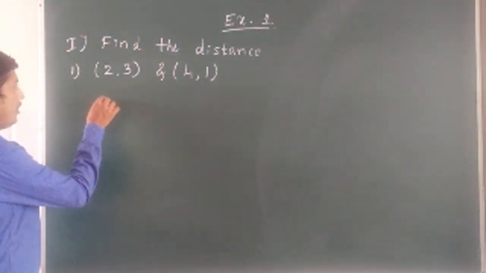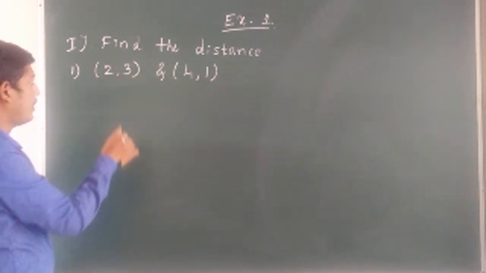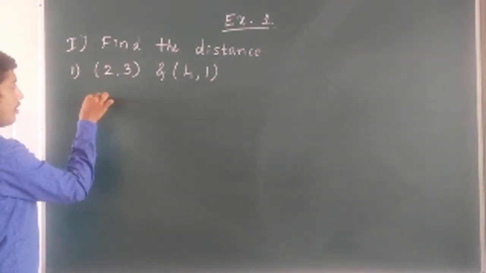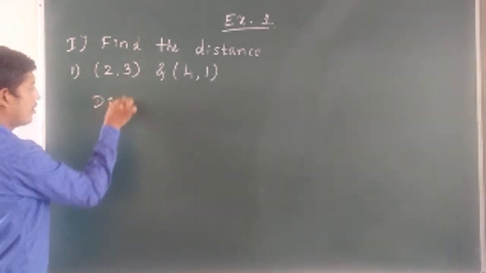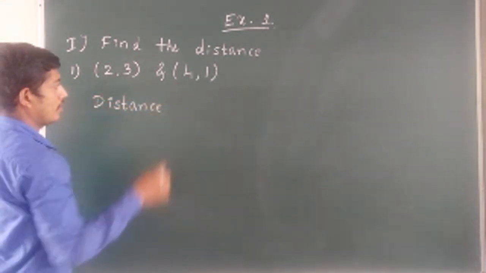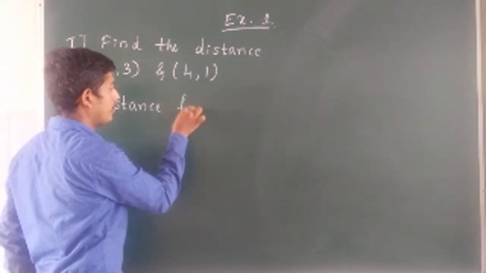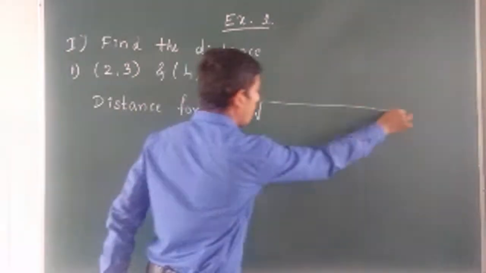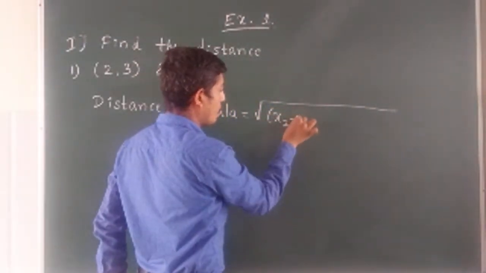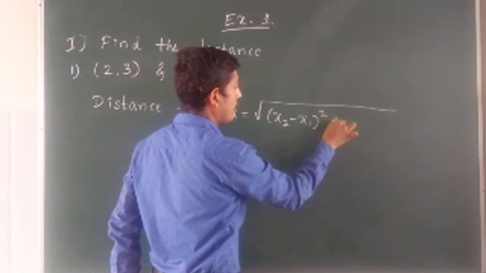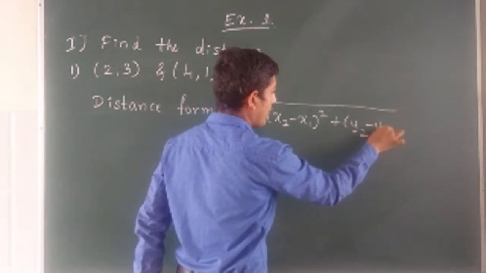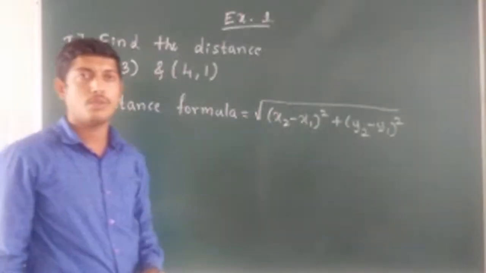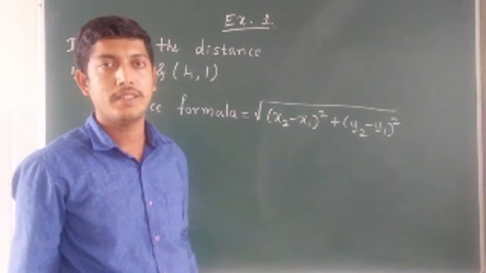I will consider these 2 points. This is point A and B. The distance formula equals square root of x2 minus x1 whole square plus y2 minus y1 whole square.